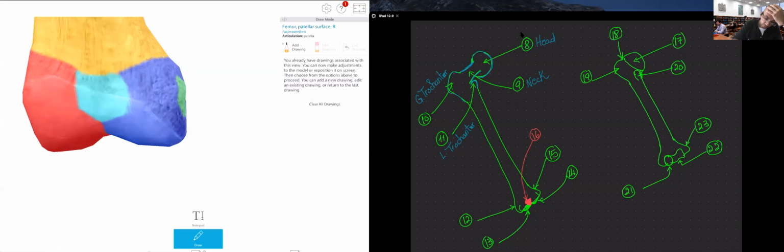And if we go here to number 12 on here, this is a bony eminence above the condyle on the lateral side. So what do we call this on here? Above the condyle, my lateral epicondyle. How about the articular surface itself on the lateral side? Number 13, it's my lateral condyle.